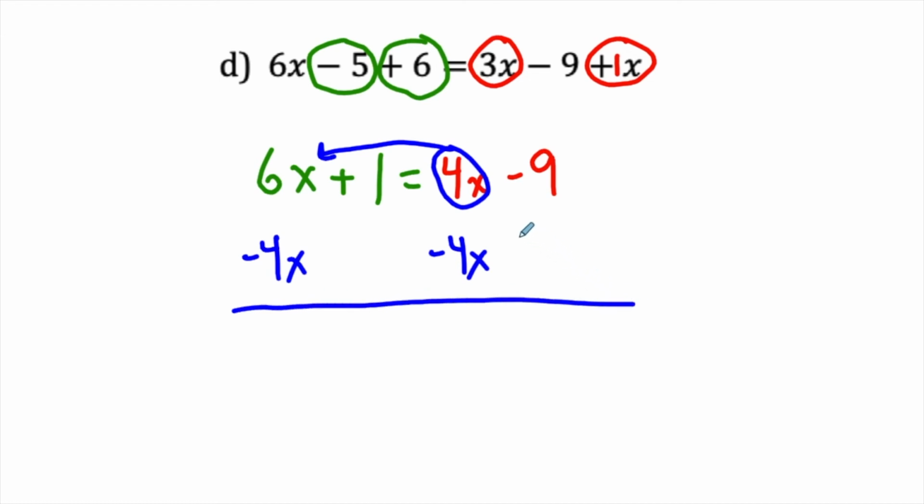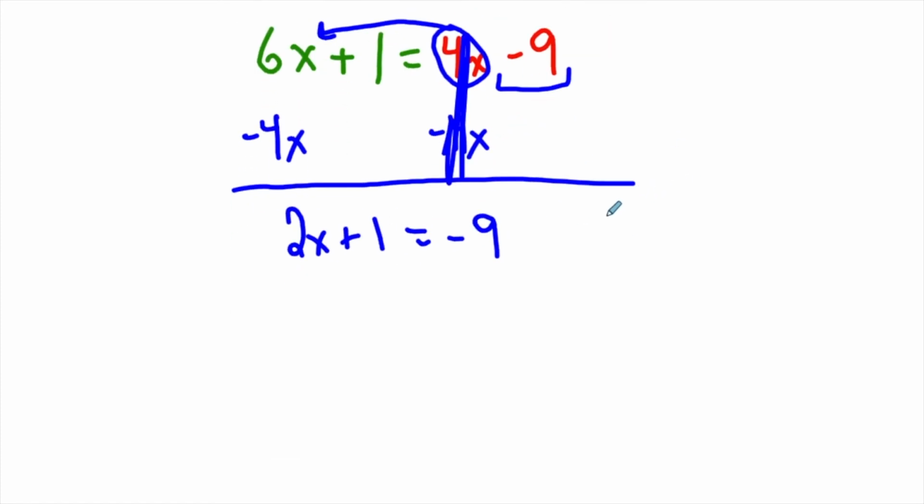So there we go. 4x minus 4x is 0. Those are gone. Left-hand side, 6x minus 4x is 2x. Bring down your plus 1. Equals, right-hand side is negative 9. Now this is another key thing. When you bring that down, don't just bring the 9 down. That negative sign goes with it.